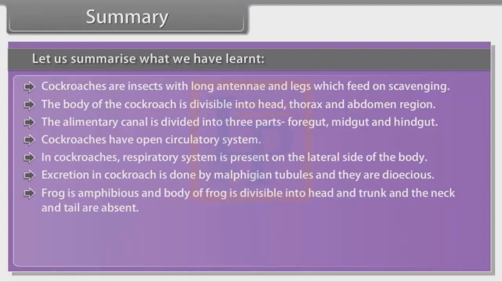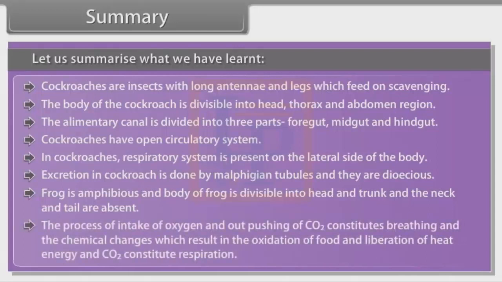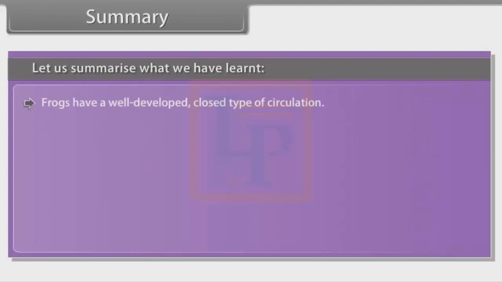Frog is amphibious and body of frog is divisible into head and trunk, and the neck and tail are absent. The process of intake of oxygen and outpushing of CO2 constitutes breathing, and the chemical changes which result in the oxidation of food and liberation of heat energy and CO2 constitute respiration. Frogs have a well-developed closed type of circulation. The main excretory organ in frogs is a pair of kidneys.